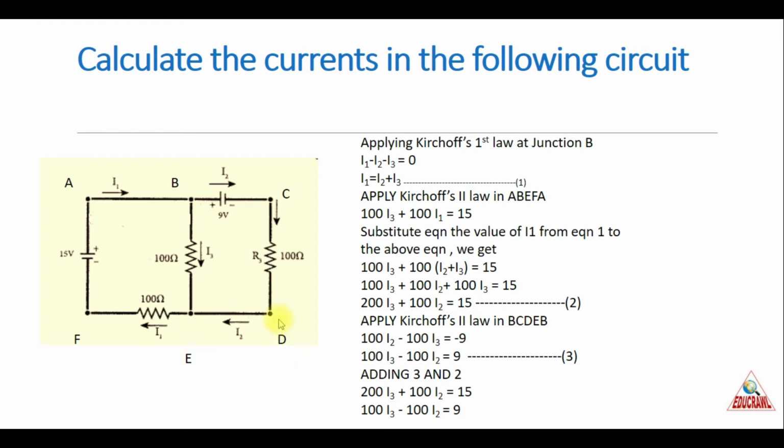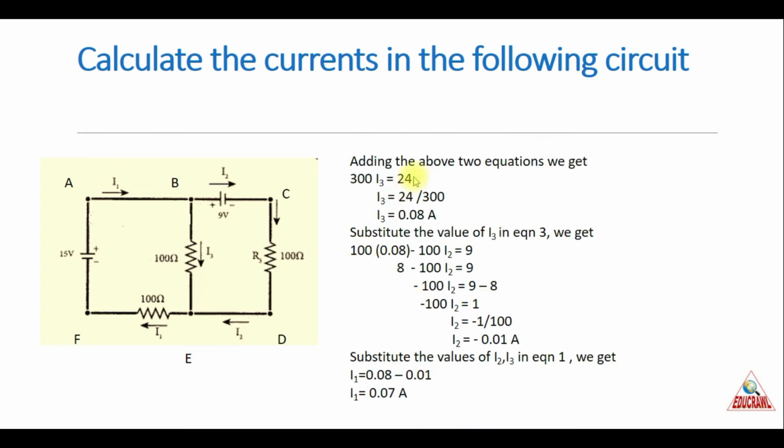When you add equation 2 and 3, we get 200 I3 plus 100 I2 is equal to 15, and 100 I3 minus 100 I2 is equal to 9. When we add these two equations, plus 100 I2 and minus 100 I2 will get cancelled and we will have 300 I3 is equal to 24. So I3 will be equal to 24 by 300, which is nothing but I3 is equal to 0.08 ampere.